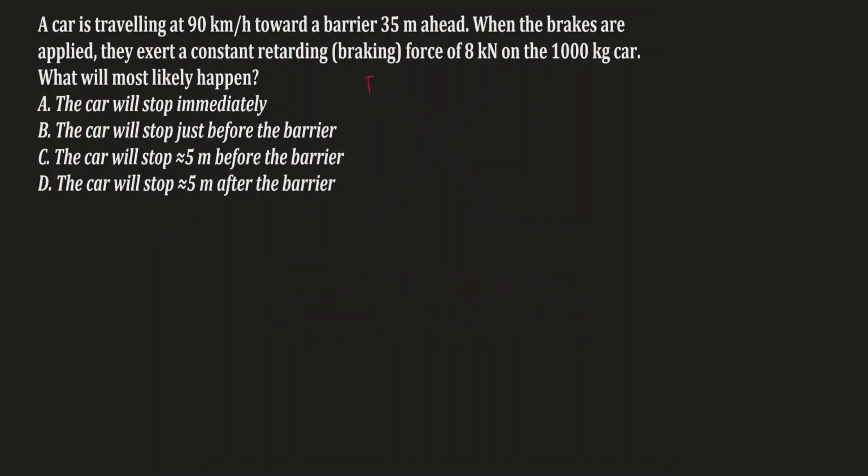So let's say this is the car. It was traveling at 90 kilometers per hour and then a barrier is 35 meters ahead. So let's say this is the barrier. Now, when the brakes are applied, they exert a constant retarding force of 8 kilonewtons. So a brake is applied and the magnitude of the force of the brake is 8 kilonewtons, which is the same thing as 8,000 newtons.